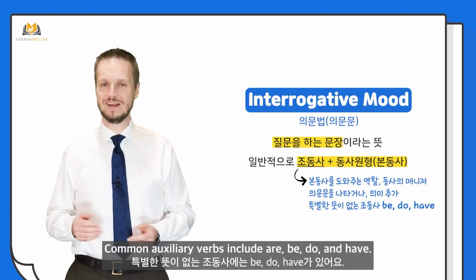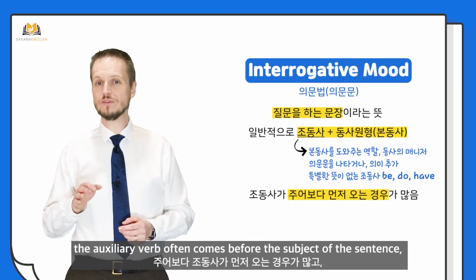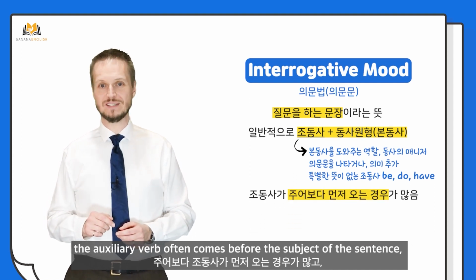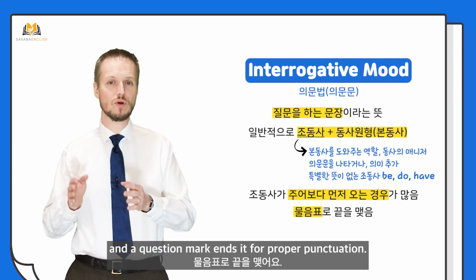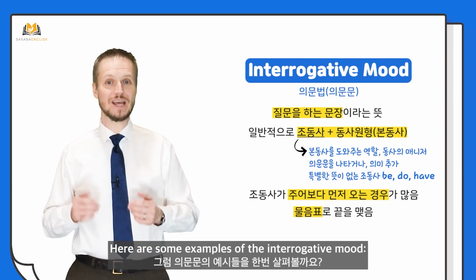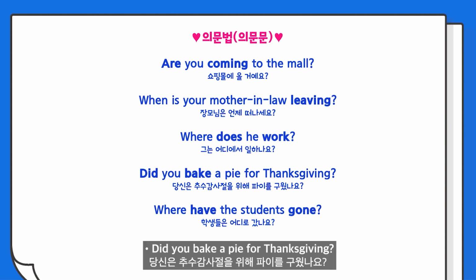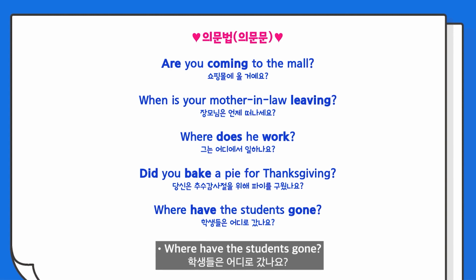In sentences with an interrogative mood, the auxiliary verb often comes before the subject of the sentence, and a question mark ends it for proper punctuation. Here are some examples of the interrogative mood. Are you coming to the mall? When is your mother-in-law leaving? Where does he work? Did you bake a pie for Thanksgiving? Where have the students gone?